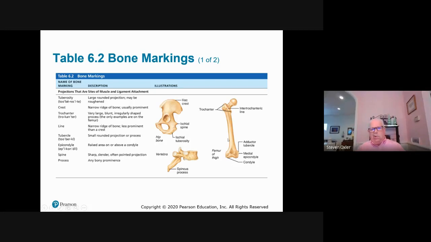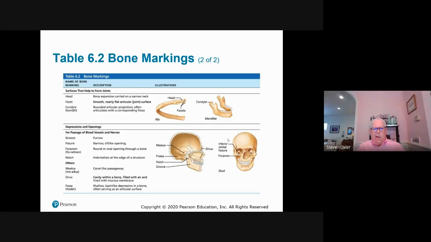So I want you to know tuberosity, trochanter, and epicondyle. And we'll talk more about them when we get into the bones themselves. All right?